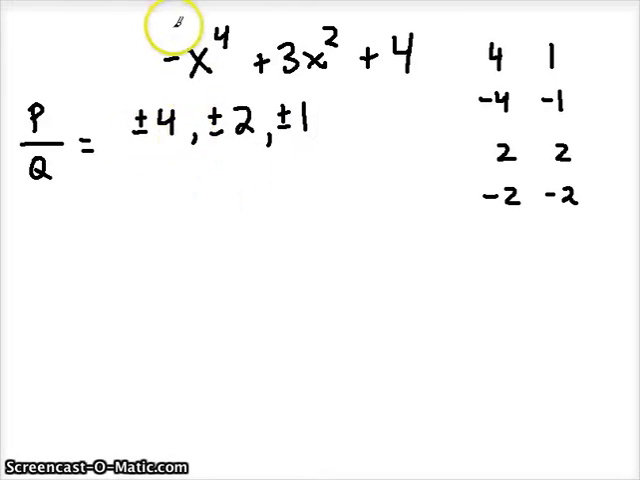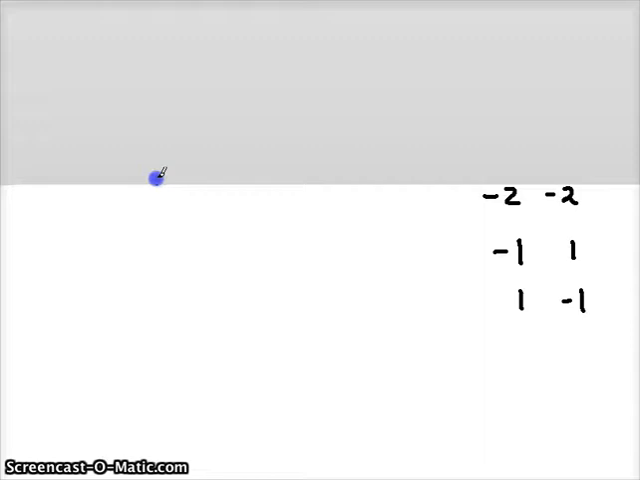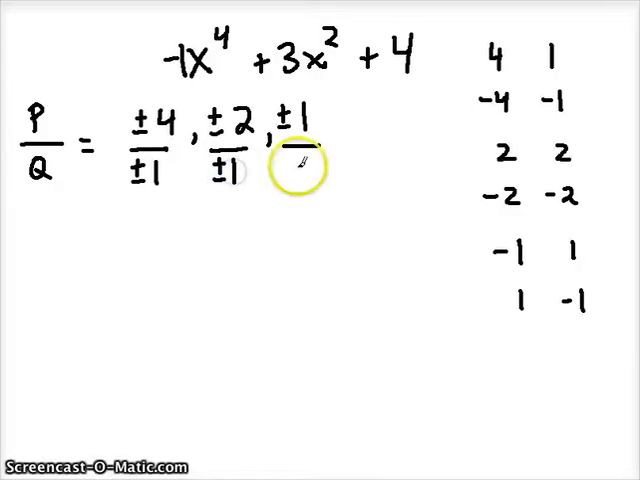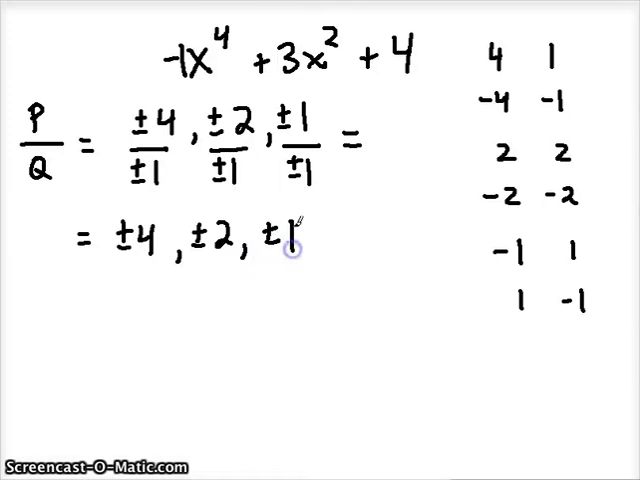And then I want to write that over the factors of my leading coefficient, which is a -1. Well, factors of -1 are -1 and 1, and 1 and -1. So really I just got plus or minus 1 are my only options there. If I simplify these ratios, I get my possible zeros: just positive and negative 4, positive and negative 2, and positive and negative 1.